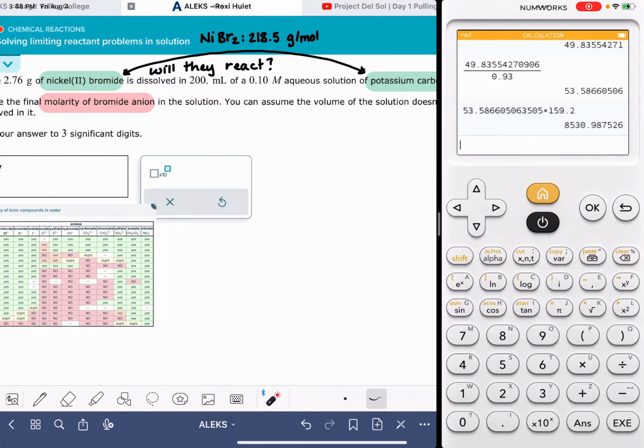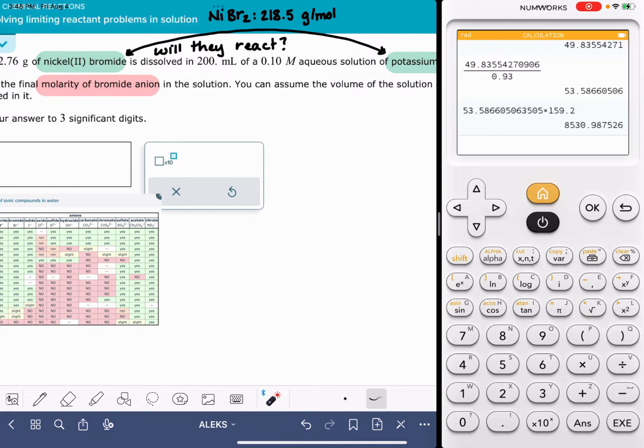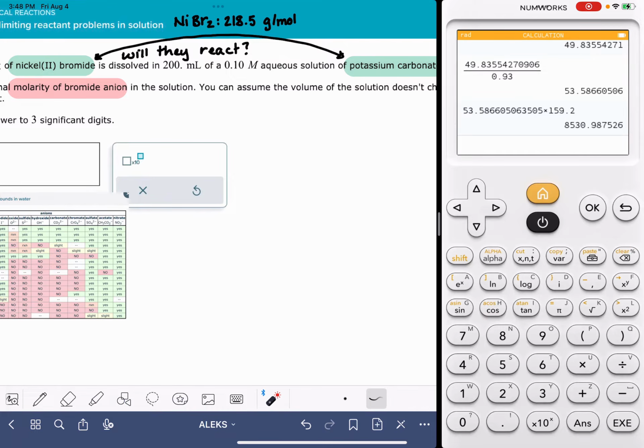So initially with this problem, this is really just like a precipitation reaction problem, predicting the products of precipitation. So to do that, what we're going to do is start by writing a chemical equation, a potential chemical equation for the potential reaction that might occur between these two compounds. Nickel II bromide, the formula for that is NiBr2.